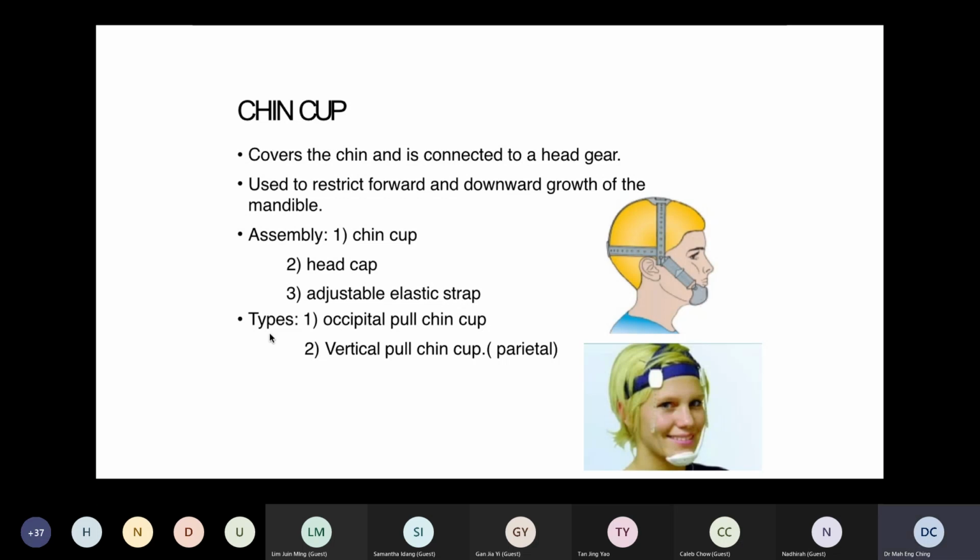So there are two types. One is the occipital pull chin cap, and the other one is the vertical pull chin cap. So vertical pull means it is attached to the parietal bone. Then occipital pull is mainly attached to the occipital bone.